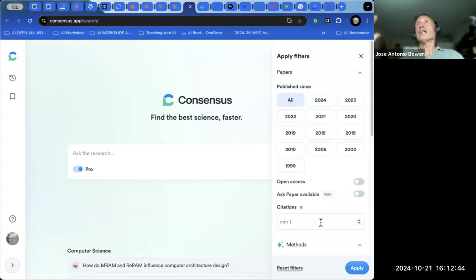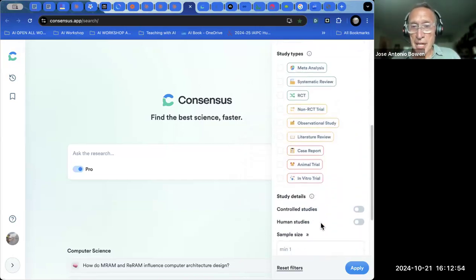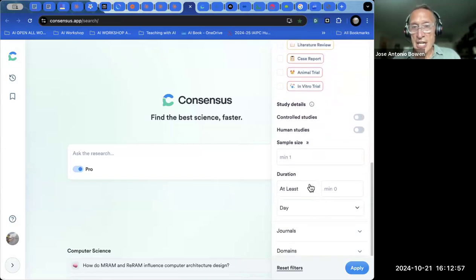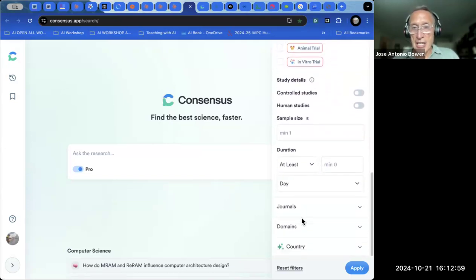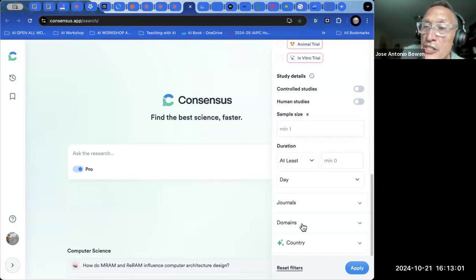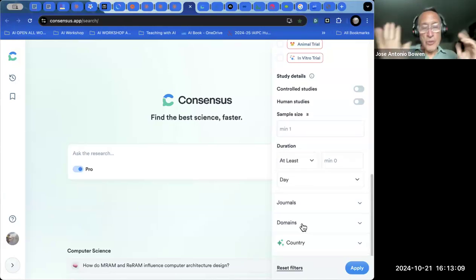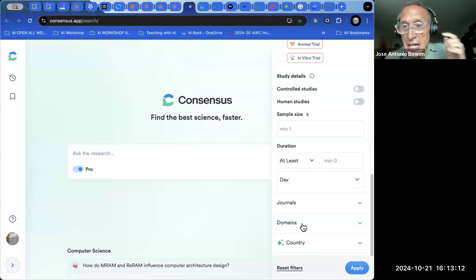So, I want to know, what is the latest research on something you're an expert on, and then you can do these filters. I can filter it by citation, by research type, controlled studies, duration, sample size. It's in journal of this. I can exclude a journal. I can exclude Bob, who I don't like, who hates my work, or I don't like his work, whatever. I can do all sorts of fun things. So between now and the next time, try this and just see if it's good.